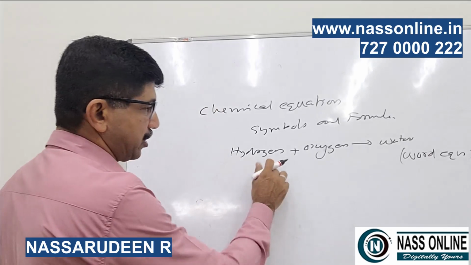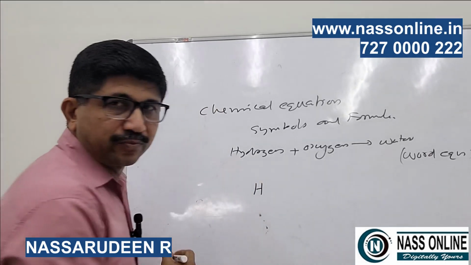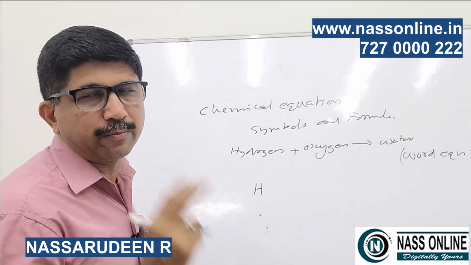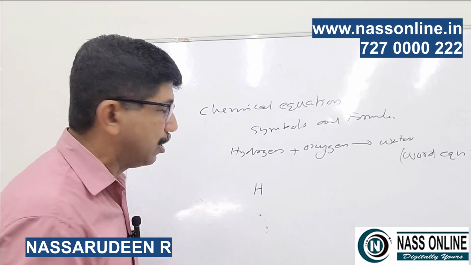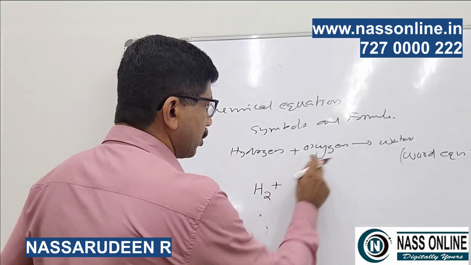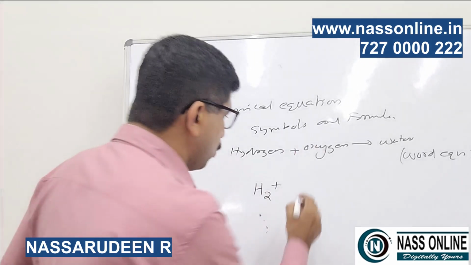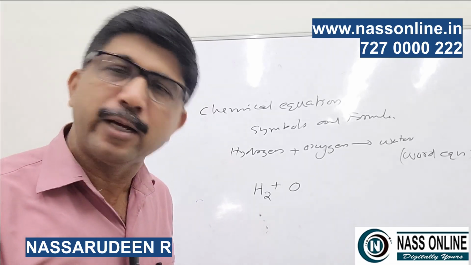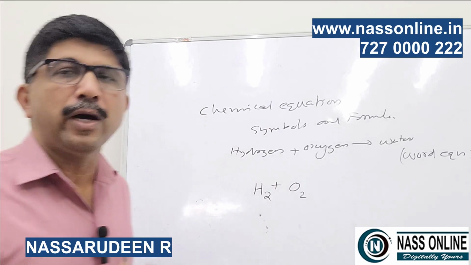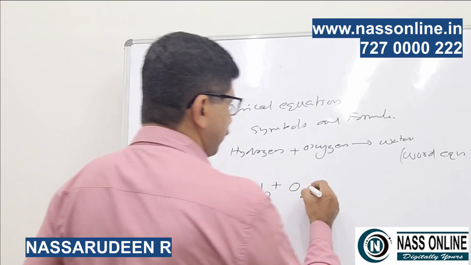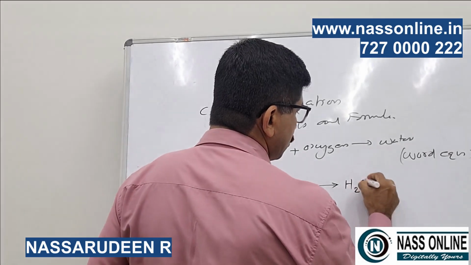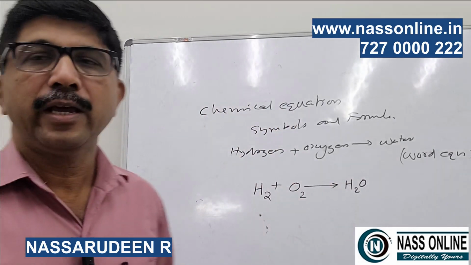What is the symbol for hydrogen? The symbol for hydrogen is H. But we know that hydrogen is a diatomic molecule, which means it contains two atoms in a molecule. So we should write it as H2, plus oxygen. Again, the symbol for oxygen is O, and oxygen is also a diatomic molecule, so we should write O2. Here H2 and O2 react together to produce water. The molecular formula of water is H2O. This is a chemical equation.